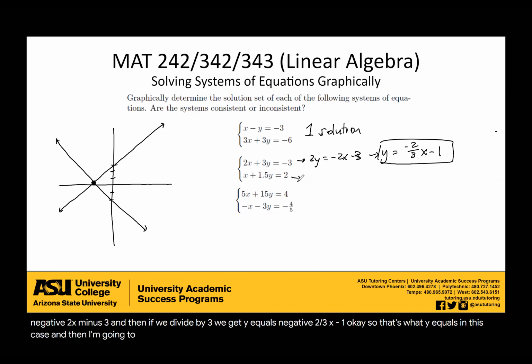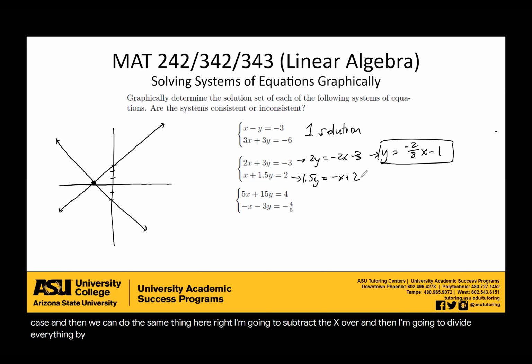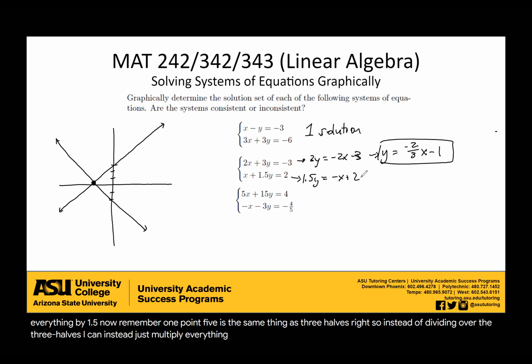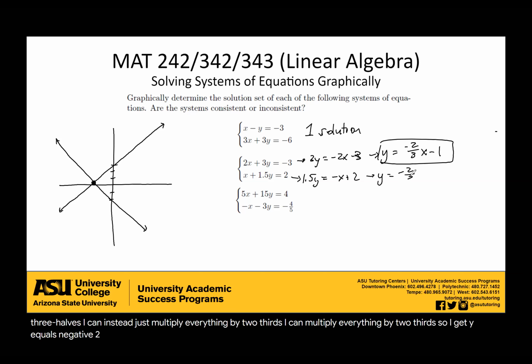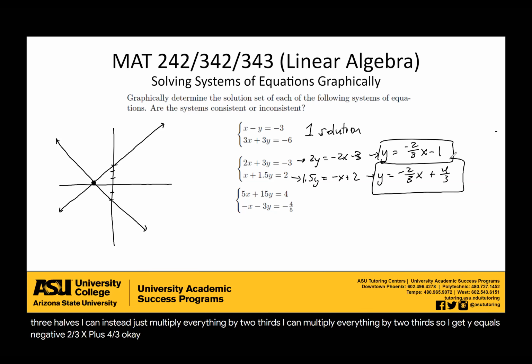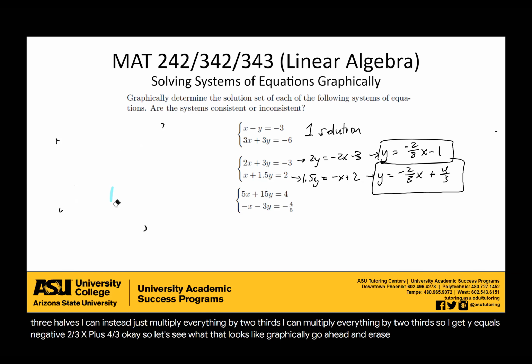And then we're going to do the same thing here, right? I'm going to subtract the x over, and then I'm going to divide everything by 1.5. Now remember, 1.5 is the same thing as 3/2, right? So instead of dividing by 3/2, I can instead just multiply everything by 2/3. So I get y equals negative 2/3 x plus 4/3. Okay. So let's see what that looks like graphically. Go ahead and erase this.